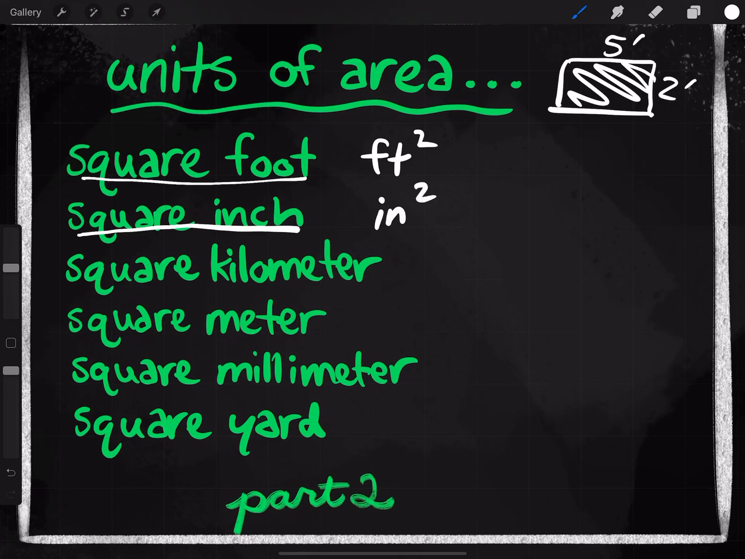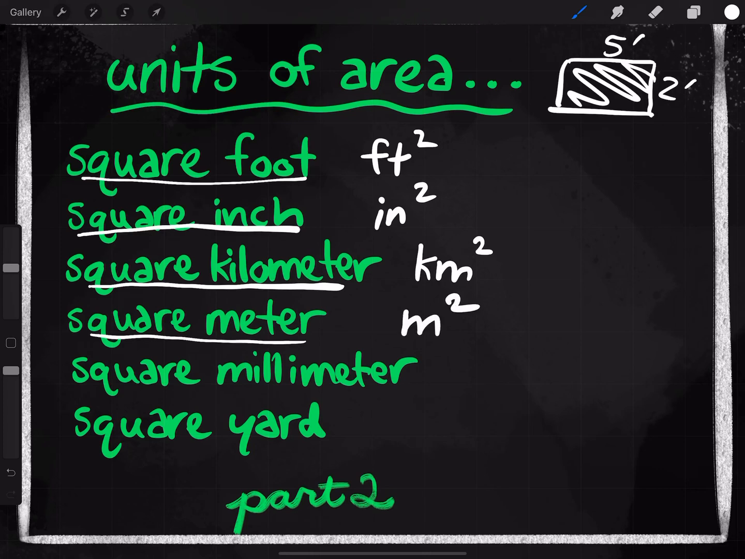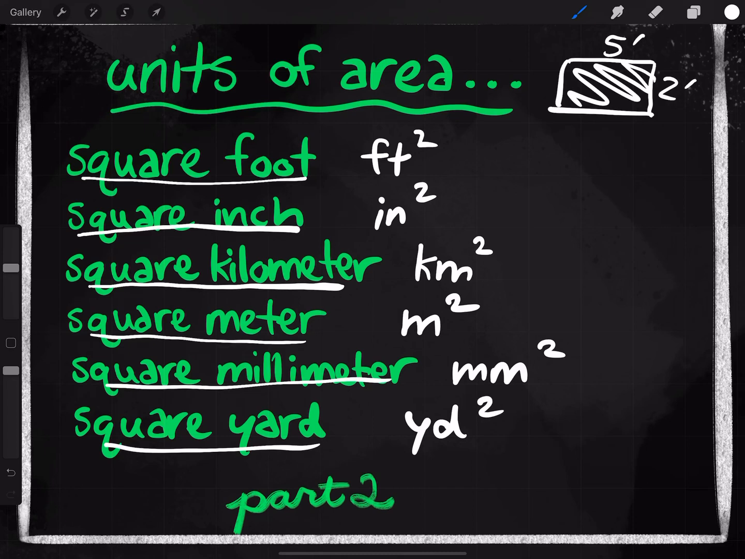You might notice a pattern. All these are square. A square kilometer. You can write it like that. A square meter. A square millimeter. And a square yard. Here's how we'd write them. And so if you see the word square in a measurement, or this little square symbol, then you know you're probably measuring area.